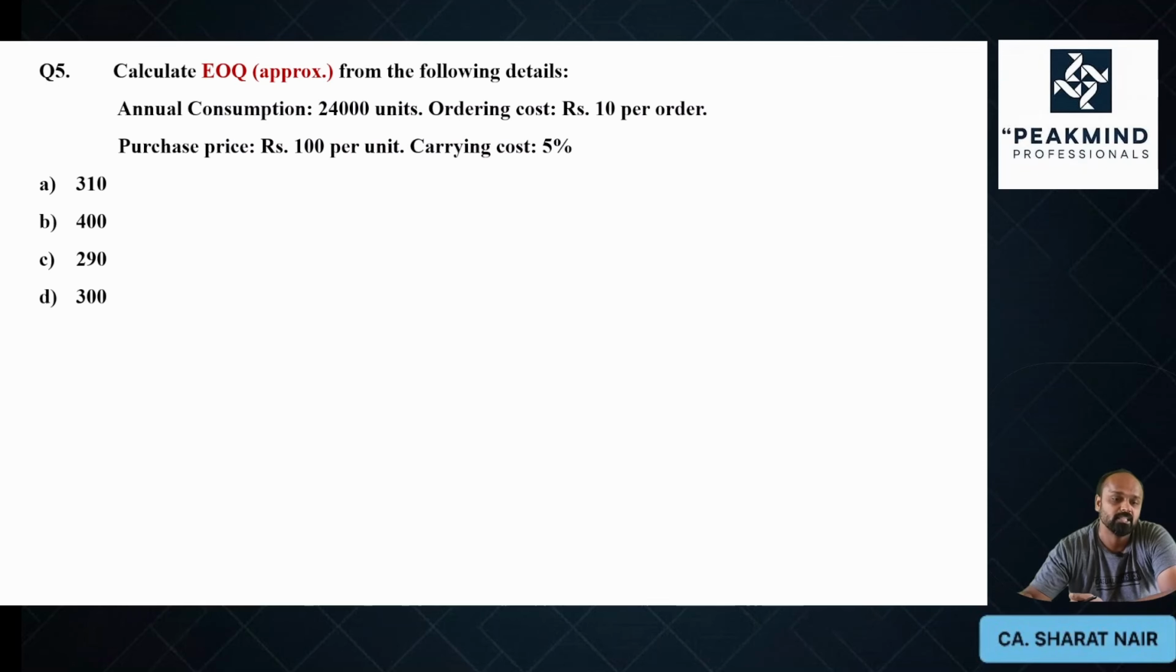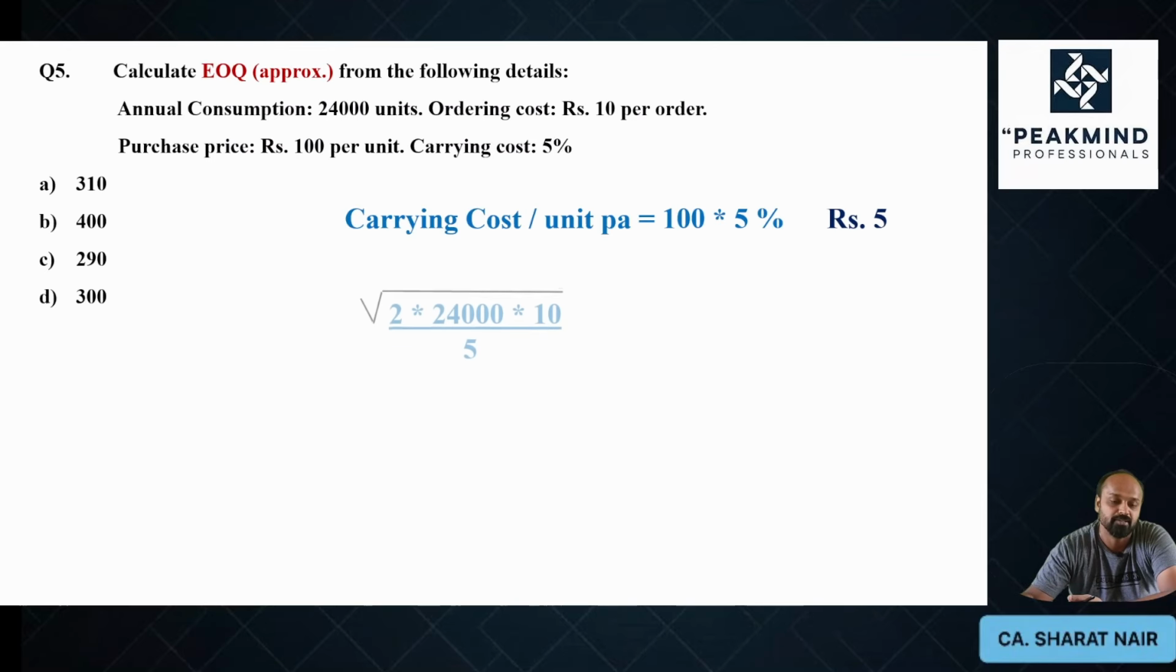The information given is annual consumption 24,000 units, ordering cost 10 per order, purchase price 100 per unit, carrying cost 5%. Now, carrying cost is mentioned as 5%, so we need to find out the carrying cost value, which is nothing but purchase price into carrying cost percentage, 100 into 5%, it is rupees 5.